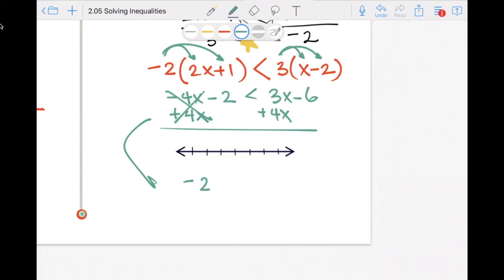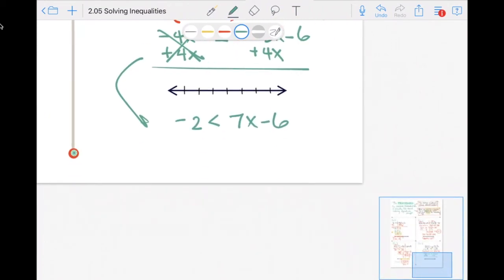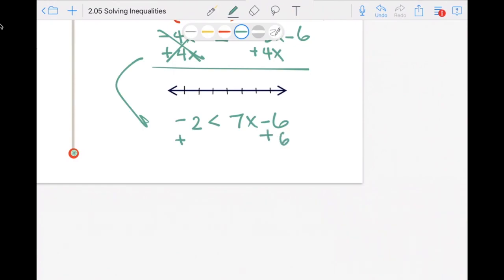So at this point, we have -2 is less than 7x minus 6. Now what's keeping x from being isolated? This is when we start using inverse operations. We're going to add 6 because it's subtracted. Then we end up with 4 is less than 7x. Now because 7 is multiplied, we divide. Whatever we do to one side, we do to the other, and we're left with 4/7 is less than x. Or we can flip it around. X is greater than 4/7.